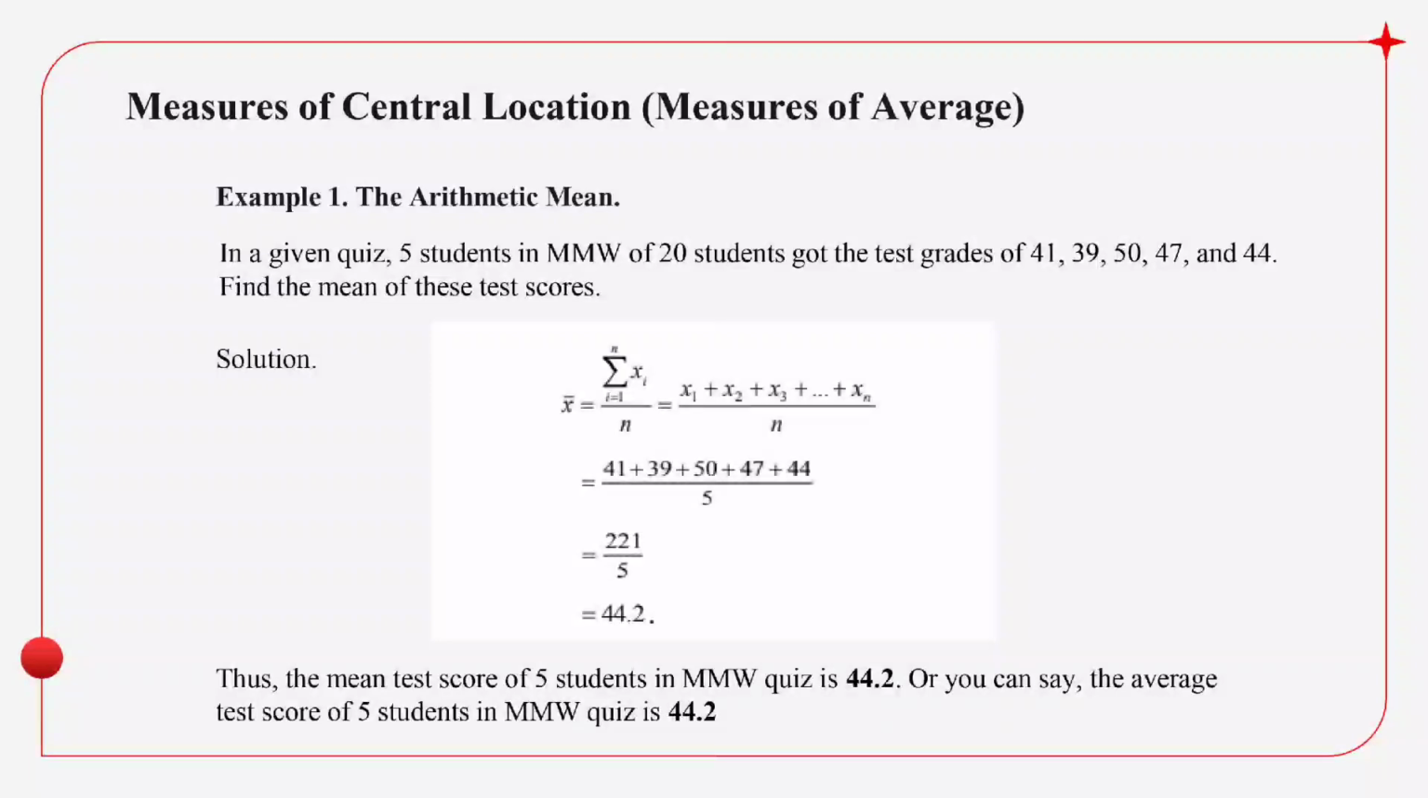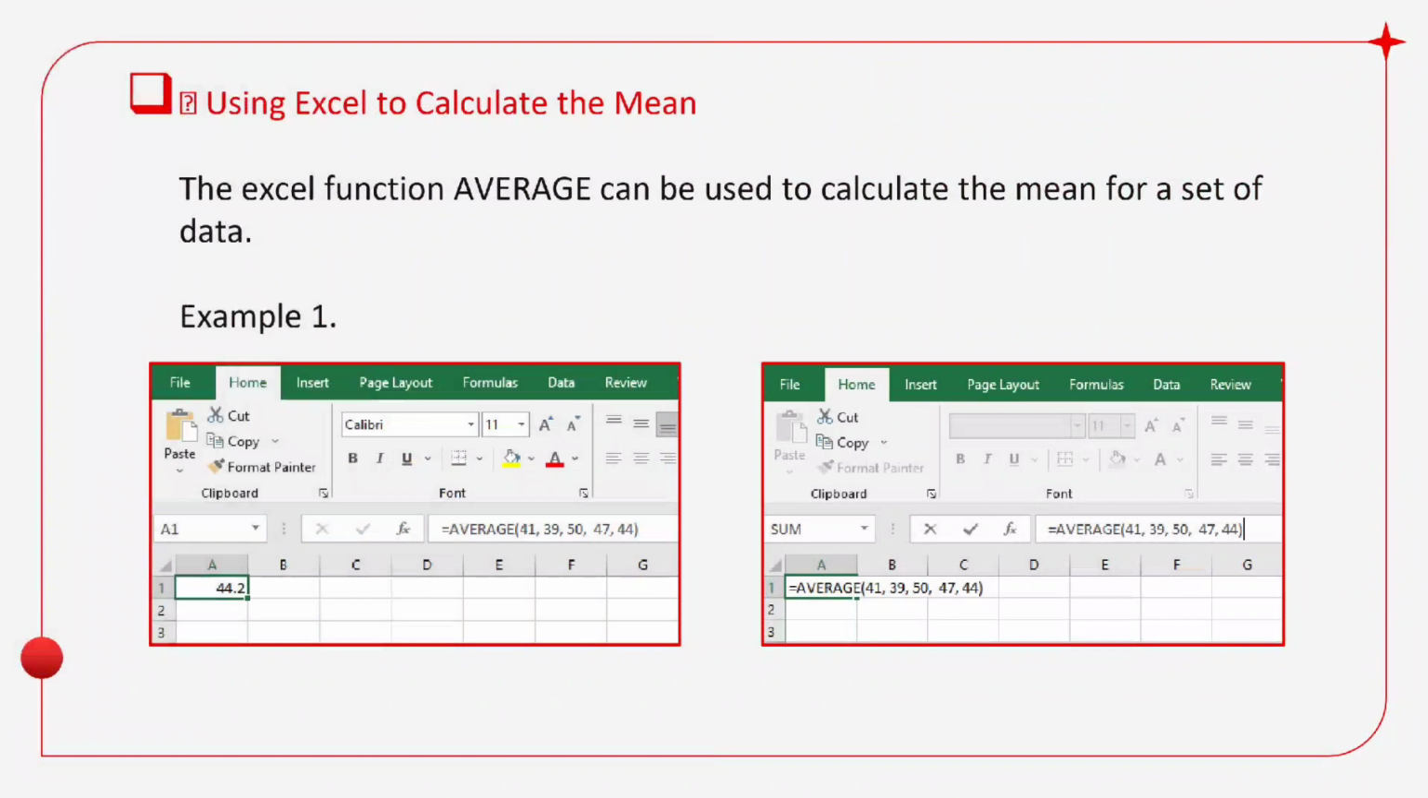Thus, we can conclude that the mean test score of the 5 students in the MMW quiz is 44.2, or we can also say that the average test score of the 5 students in the MMW quiz is 44.2. And to calculate the mean using Excel, we will use the average function. The formula for the average function is equals, then AVERAGE, with the word average capitalized, then an open and close parenthesis, number 1, comma, number 2, comma, and so forth.